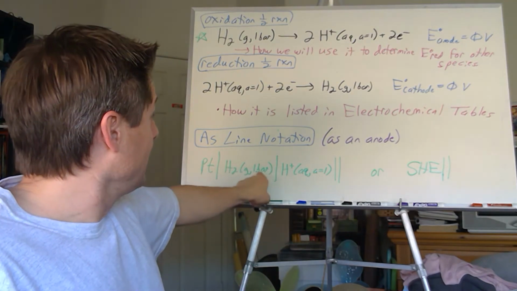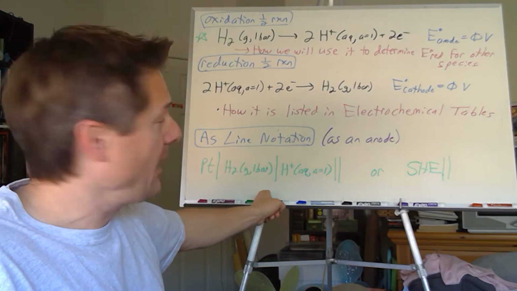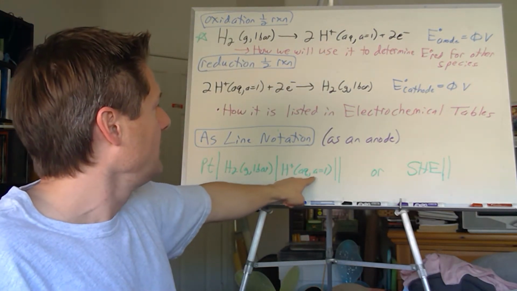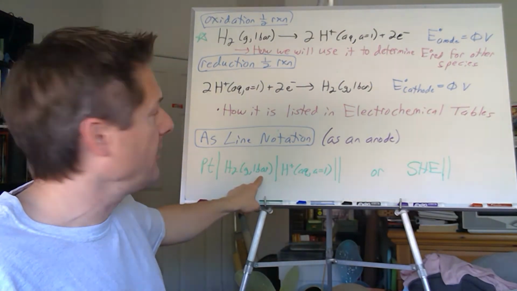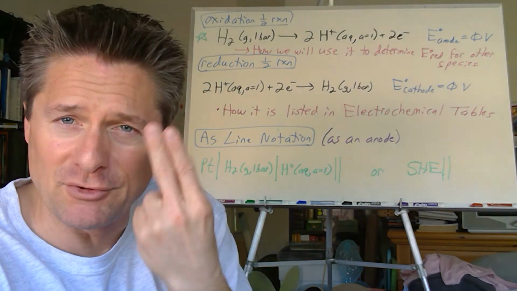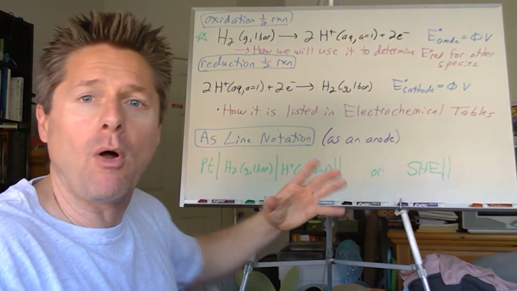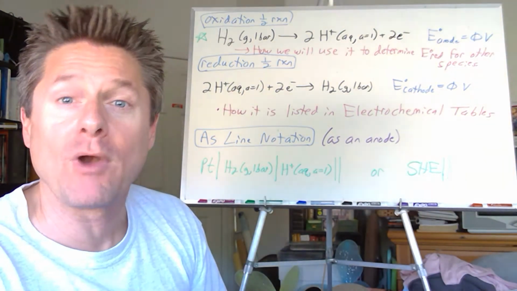And then, since the solution is a different phase from the gas, we draw another vertical line, and then we put what it forms, the hydrogen ions, with an activity of 1, molarity of 1 is okay. And again, you could put 1 atmosphere here. And then the salt bridge, right? Remember, we do those 2 vertical lines. Some people do dash lines for that. That represents the half of the line notation diagram representing the anode.